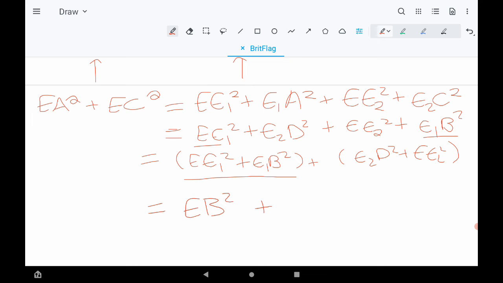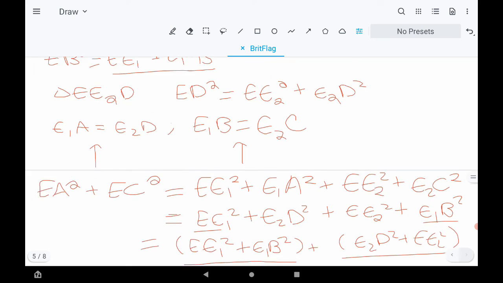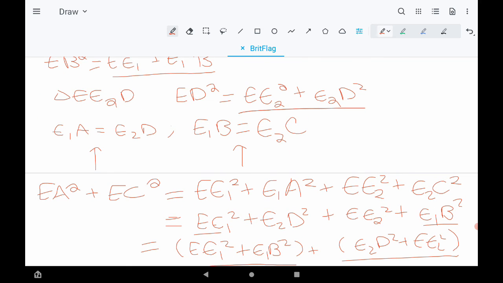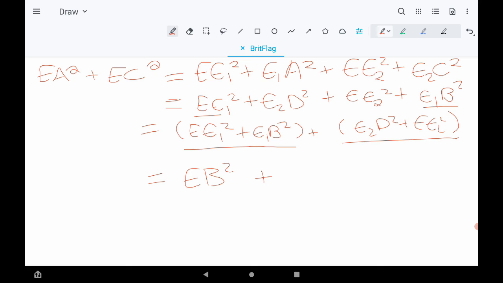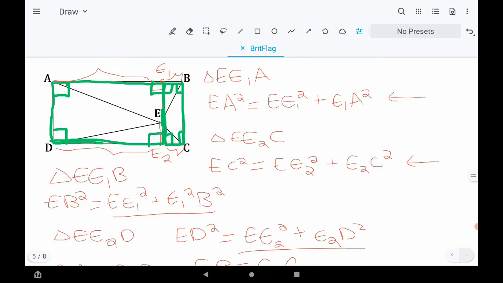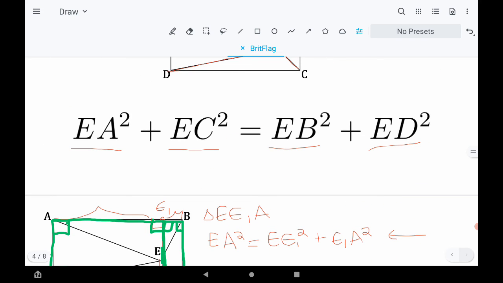And you could probably see where this is going. The second one, EA squared plus EE2 squared. Where have we seen that? Right here, for ED squared. Alright then, we can plug that in also. And this is the British Flag Theorem, right? EA squared plus EC squared is equal to EB squared plus ED squared. Let's go check it. Well, that's it.